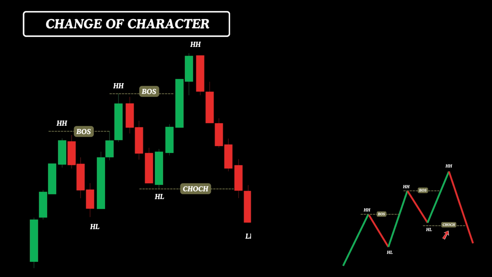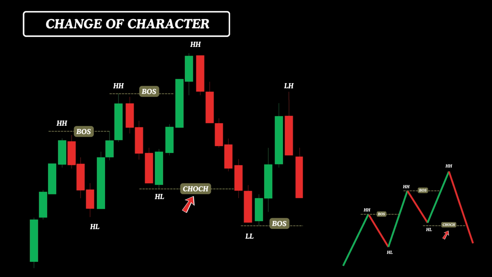This movement serves as the first signal of a potential trend reversal, known as a change of character. If, after forming a peak, the price creates a lower high and then breaks that same swing low again, it represents a bearish break of structure. This confirms that a bearish structure is now active in the market.